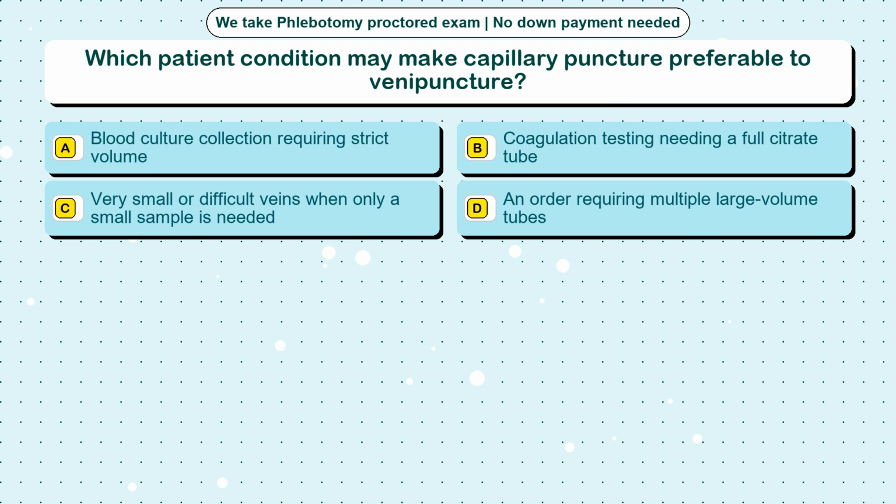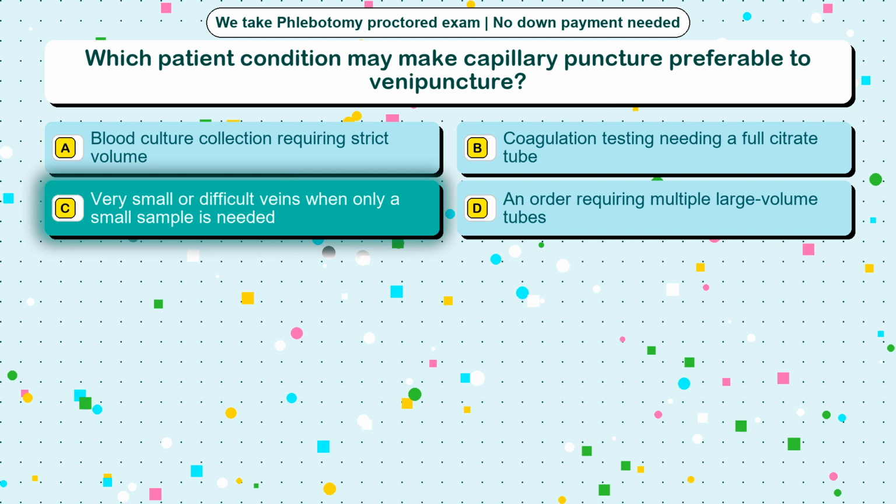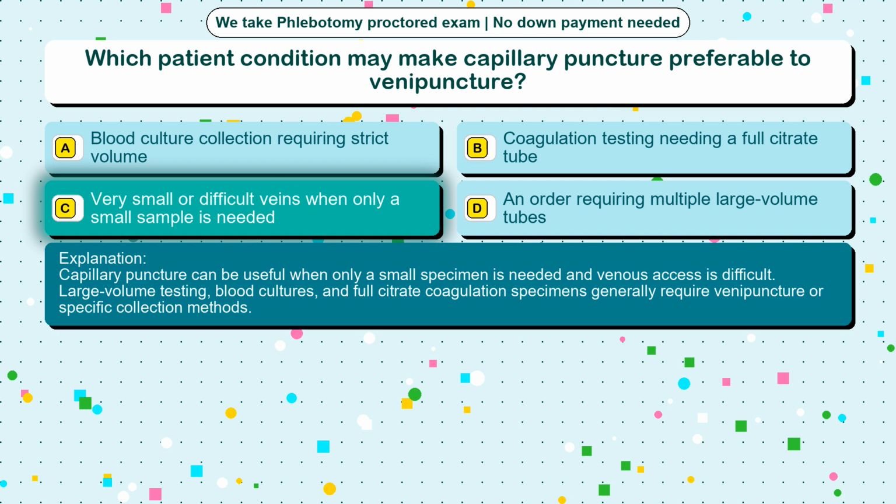Question 37. Which patient condition may make capillary puncture preferable to venipuncture? Option A, blood culture collection requiring strict volume. Option B, coagulation testing needing a full citrate tube. Option C, very small or difficult veins when only a small sample is needed. Option D, an order requiring multiple large volume tubes. The correct answer is option C, very small or difficult veins when only a small sample is needed. Capillary puncture can be useful when only a small specimen is needed and venous access is difficult. Large volume testing, blood cultures, and full citrate coagulation specimens generally require venipuncture or specific collection methods.